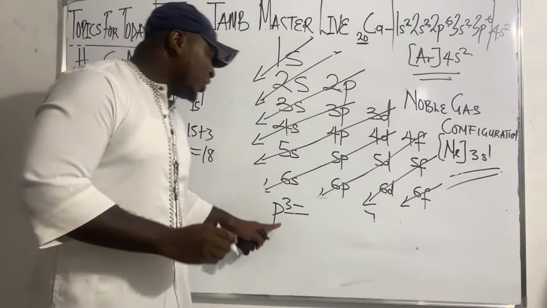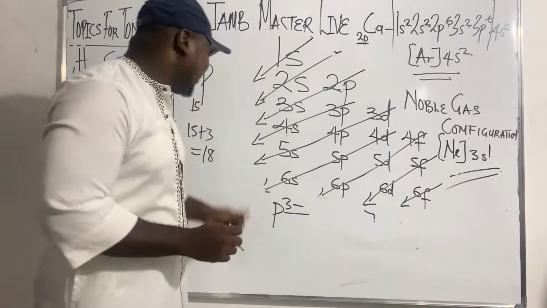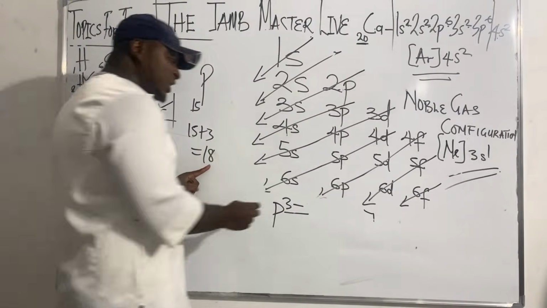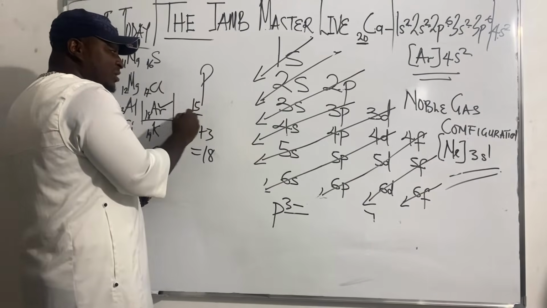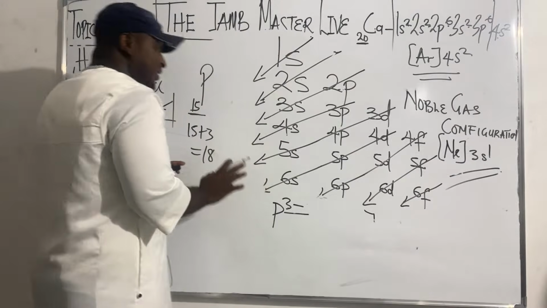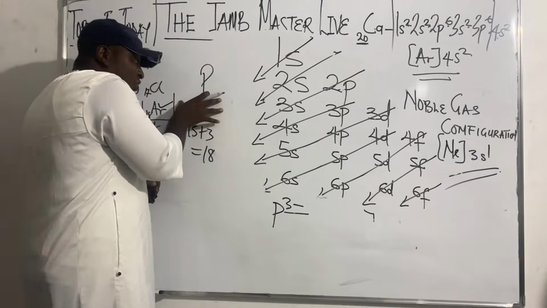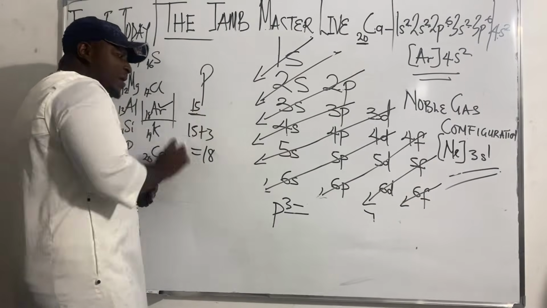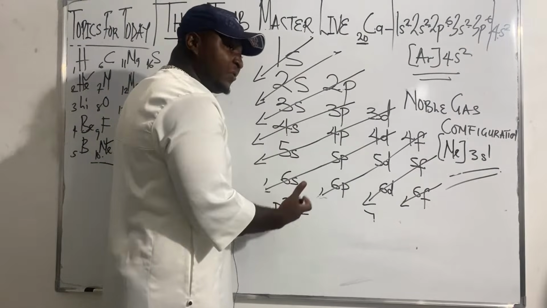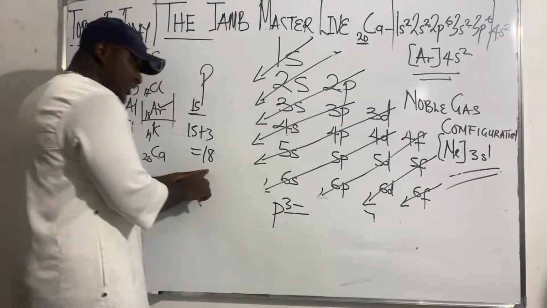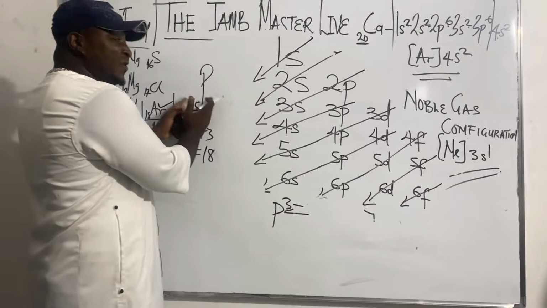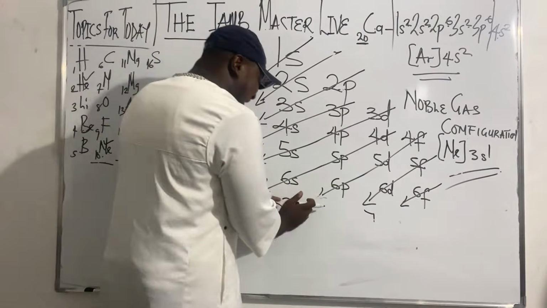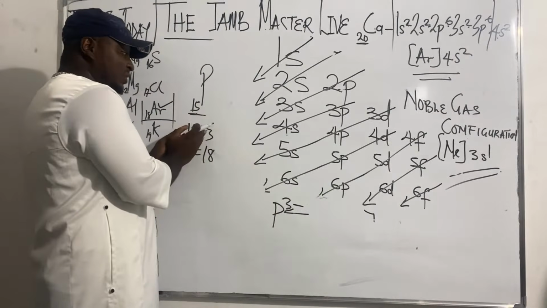So when writing the configuration for P3 minus, you're not writing for 15 electrons, you're writing for 18 electrons. If they ask you for normal phosphorus, you're writing for 15 electrons. But if they ask you for P3 minus, charged phosphorus, you are writing for 18 electrons, because 3 minus means you're going to add extra 3 electrons to the normal electrons for phosphorus.